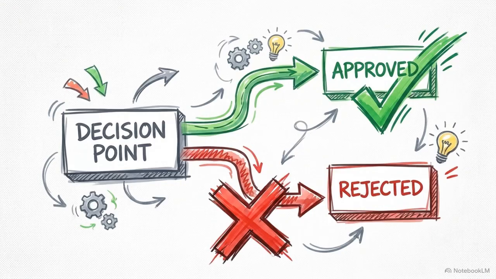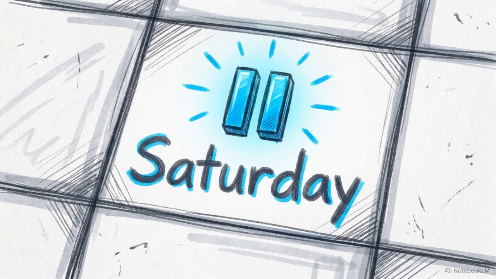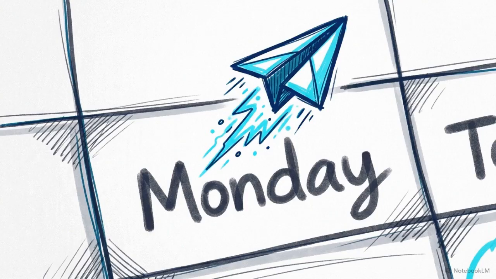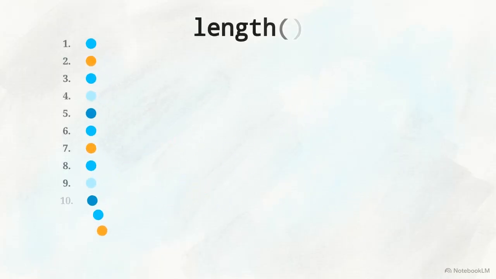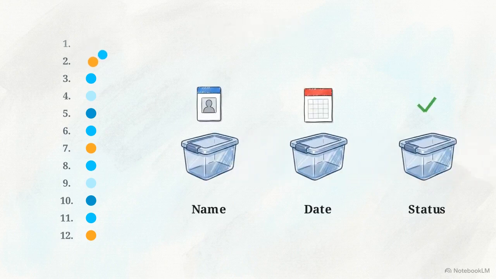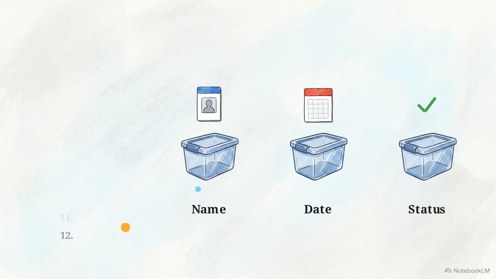Next, we give your automation the ability to make decisions using simple logic rules, like if and equals. For example, you can tell the flow that if the current day equals Saturday, it should hold off and wait until Monday to send out its report. To handle messy data, a length expression snaps a chaotic pile of information into a numbered list. Then, JSON acts as digital Tupperware, sorting each item into labeled containers, like name, date, and status for easy processing.